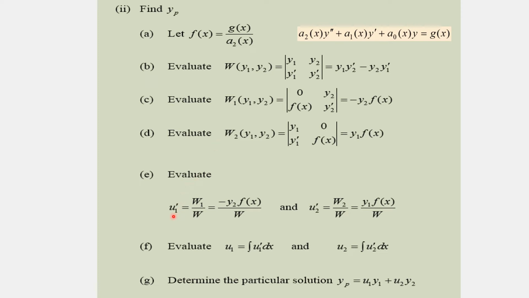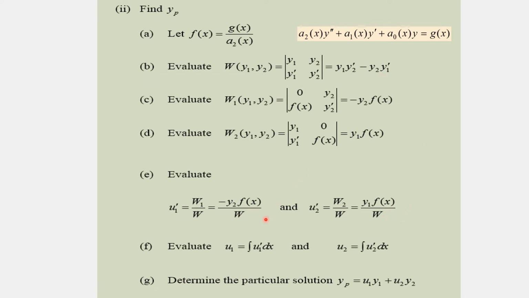Step E is to evaluate u1 prime. Now, what's the formula for u1 prime? It is W1 over W. So whatever answer we got here, negative y2 f of x, you need to divide it by the answer that you obtained in part B, W. So negative y2 f of x divided by W. And you also have to evaluate u2 prime. The formula is W2 over W. So W2 is y1 f of x divided by W, which you got from step B.